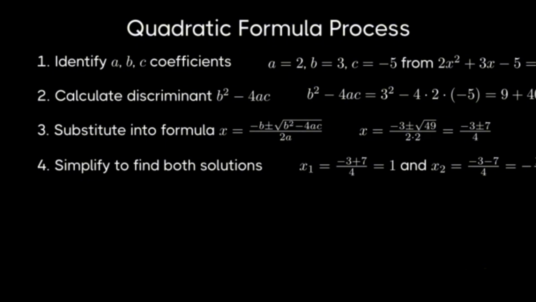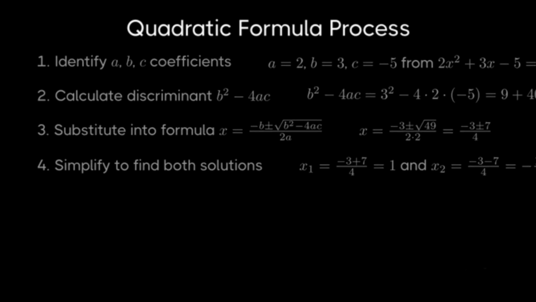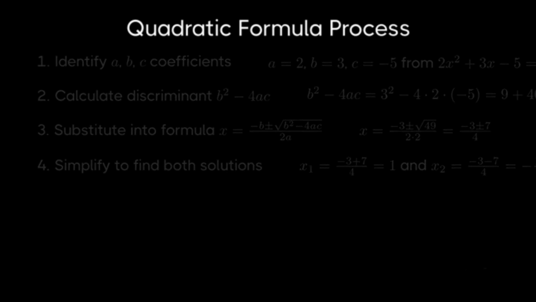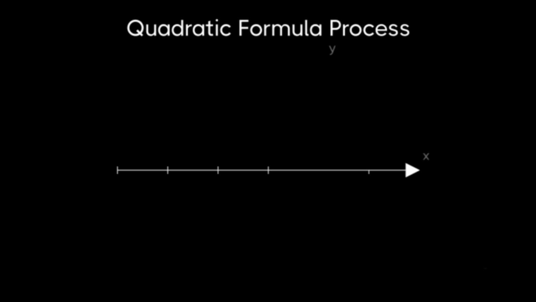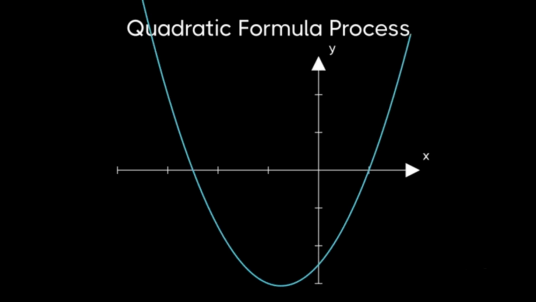Let's visualize this quadratic equation on a graph to see what these solutions represent geometrically. The roots we found are the exact points where the parabola crosses the x-axis. Here's our coordinate system, where we'll graph the quadratic function f of x equals 2x squared plus 3x minus 5. Notice that the equation matches the standard form ax squared plus bx plus c. The shape of this curve is a parabola opening upward because the coefficient of x squared is positive.